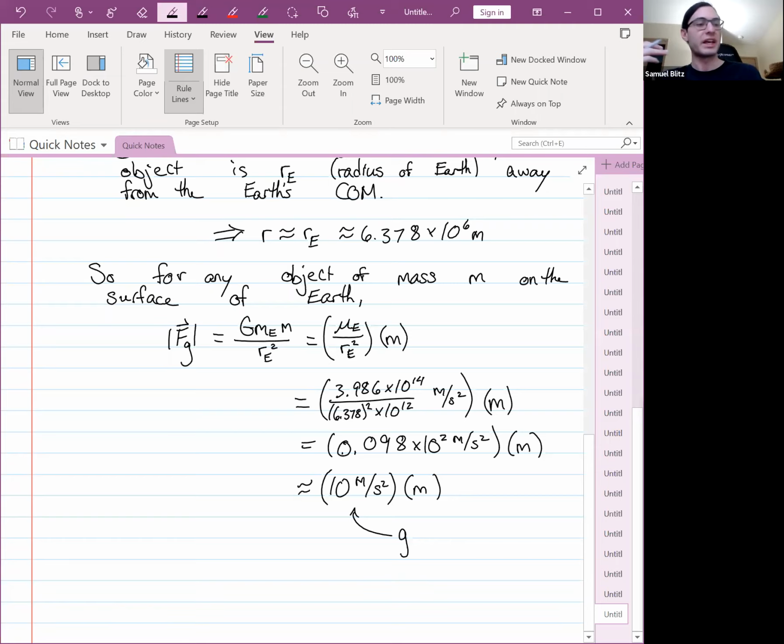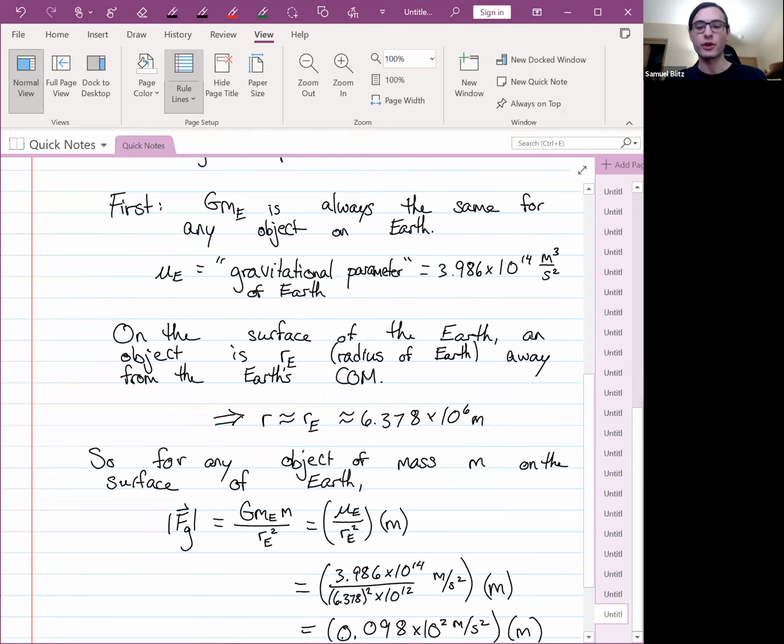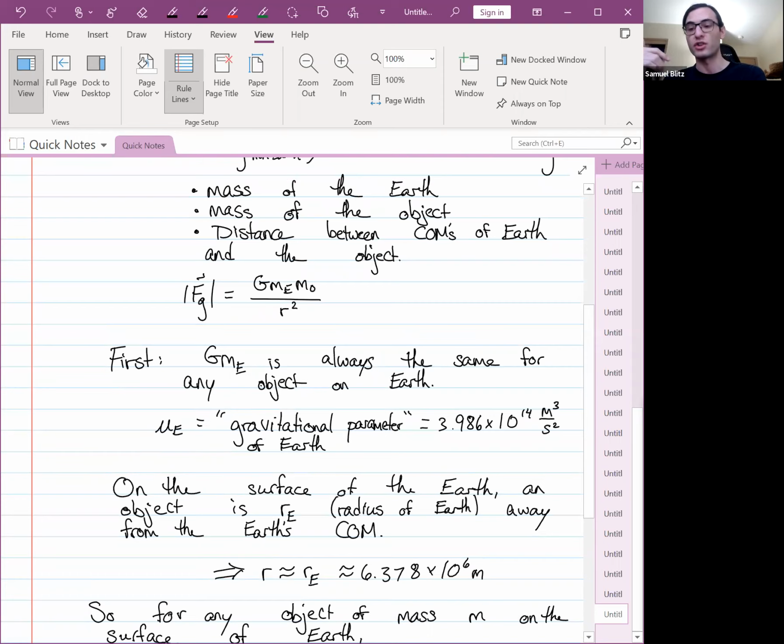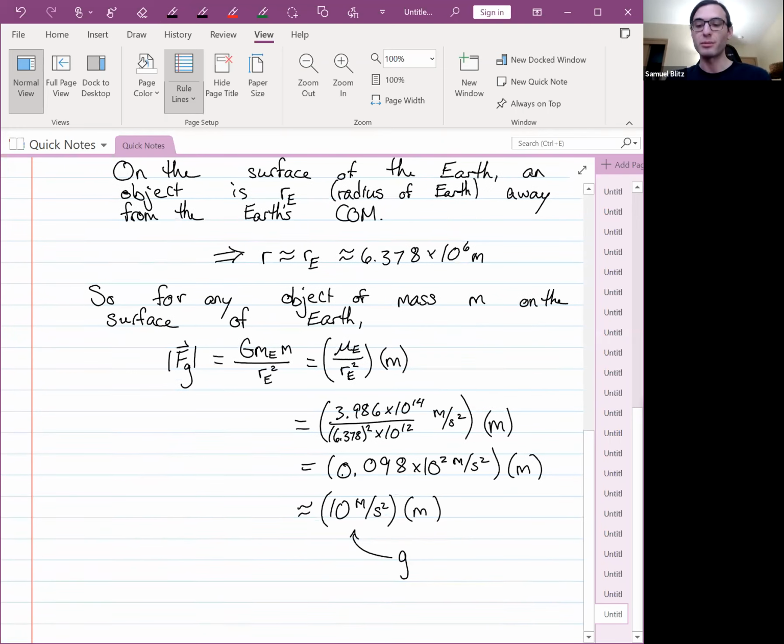Now, this also explains why two objects fall at the same rate, why two objects have the same acceleration. It's because the formula for the gravitational acceleration doesn't depend on the mass of the object. So in particular, it doesn't matter what mass this is, it will always have the same acceleration.